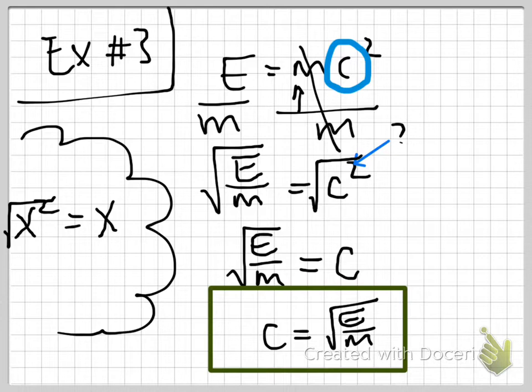So c, the speed of light, is also equal to the square root of energy divided by mass. Okay? So some of you may be able to see why this is going to be really useful, and some of you will not be able to see that quite yet, but once we start getting into physics problems, it will be very obvious.